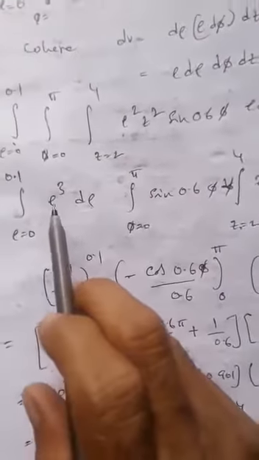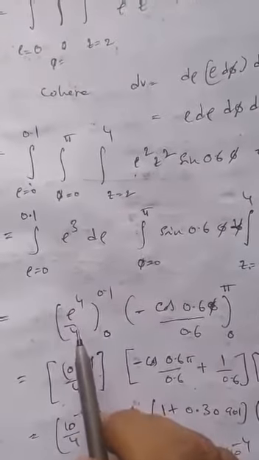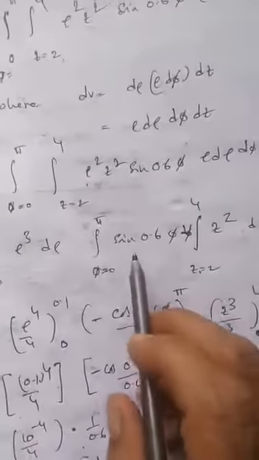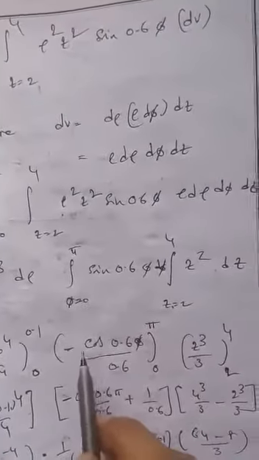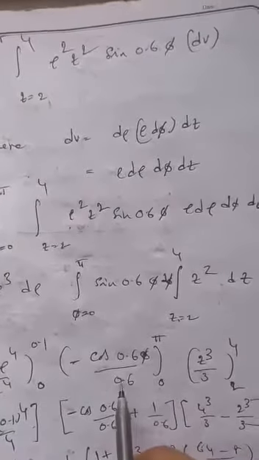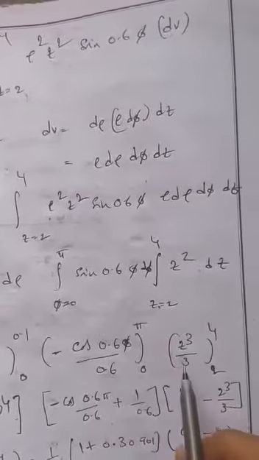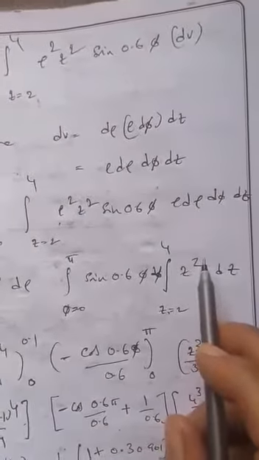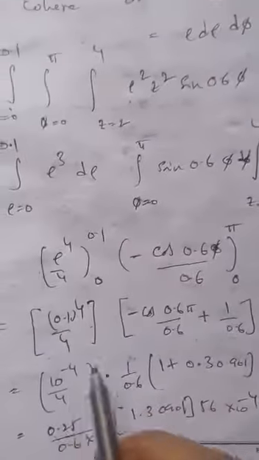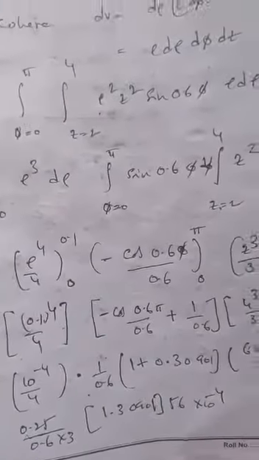That means we can write this integral as rho power 3 plus 1 by 3 plus 1, that is rho power 4 by 4, from 0 to 0.1. Similarly, the integral of sine becomes minus cos, so minus cos 0.6 phi by 0.6, with limits 0 to pi. And similarly, for z square, z power n plus 1 by n plus 1, that means z cube by 3, from 2 to 4. Thus finally it leads to this value, and we can solve it very easily.